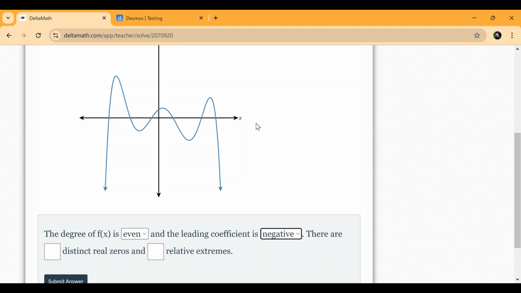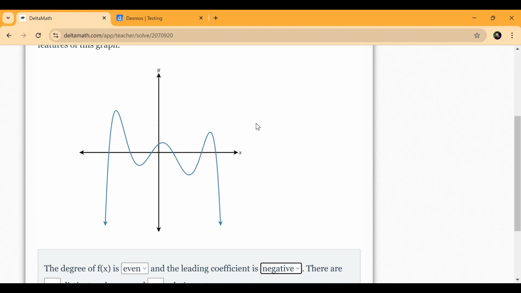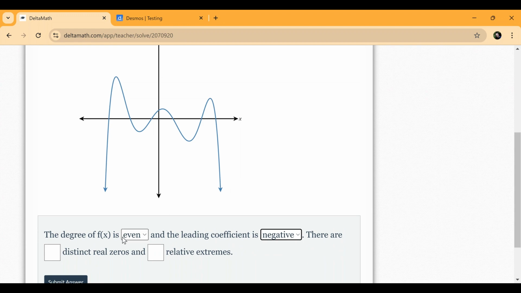If it ever ends up pointing upward, then you have a positive leading coefficient. Whether it's an even degree or odd degree doesn't impact this. You always look at where you end up, and that helps you to identify positive or negative leading coefficients.